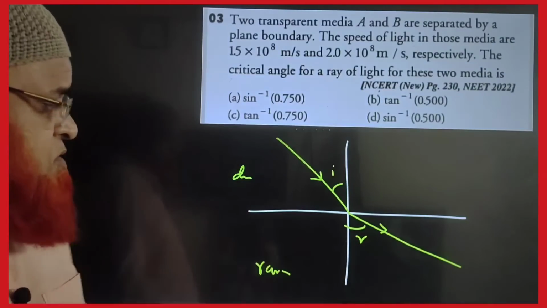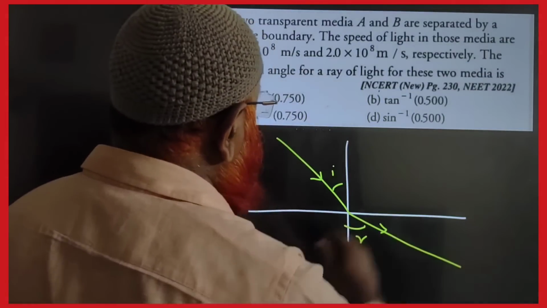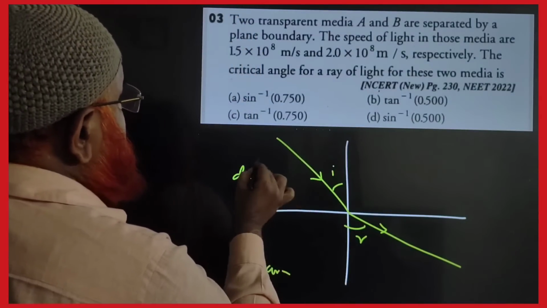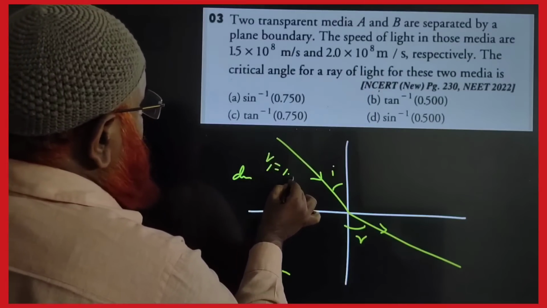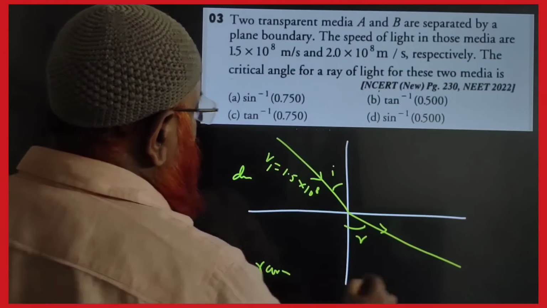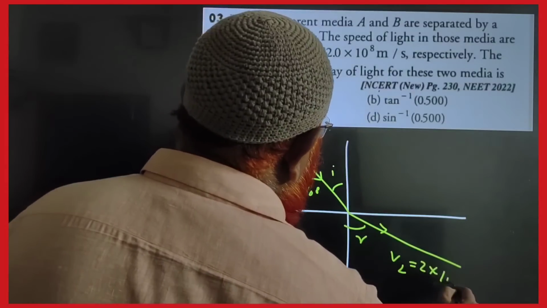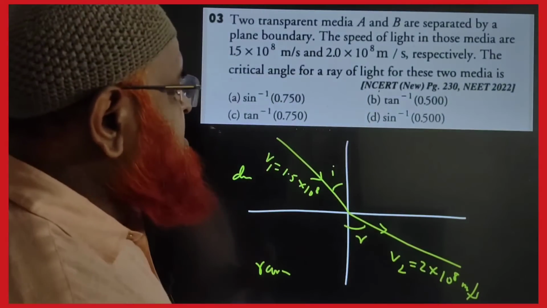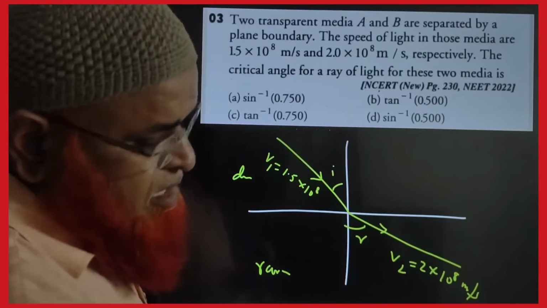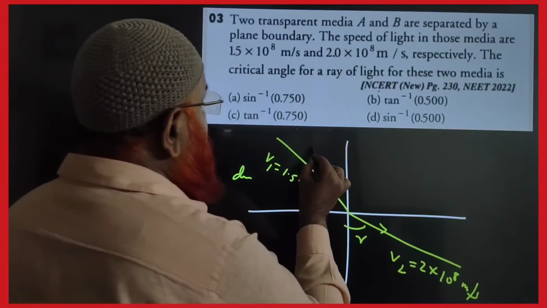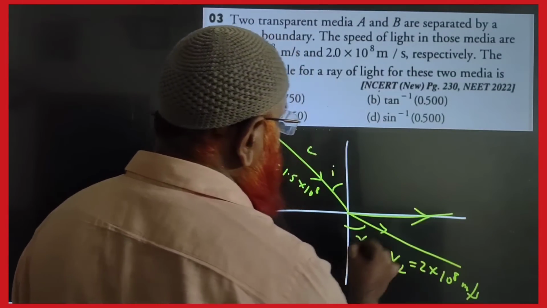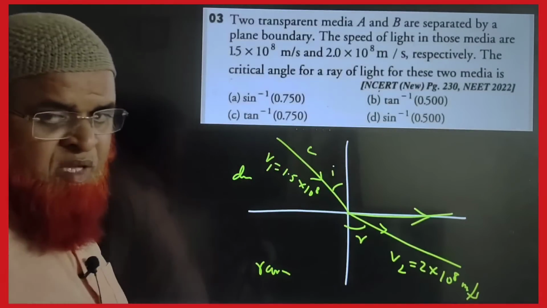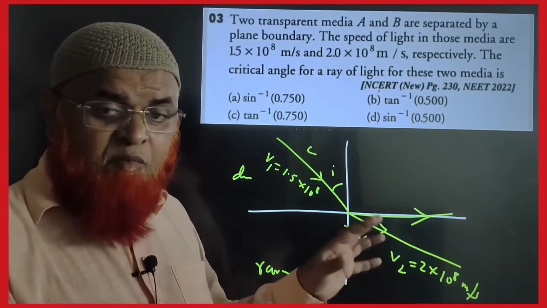Understood what I am saying? So that is happening here. Denser to rarer bends away from the normal. I, R. Is it okay? So here in the denser medium speed is less. It is given V1 is equal to 1.5 into 10 power 8. In some other medium V2 is equal to 2 into 10 power 8 meters per second respectively. The critical angle for the ray of light for those mediums, critical angle means what? If this is taken as a critical angle, then it has to graze like this, isn't it? Always the critical angle is in the denser medium only, not in the rarer medium.